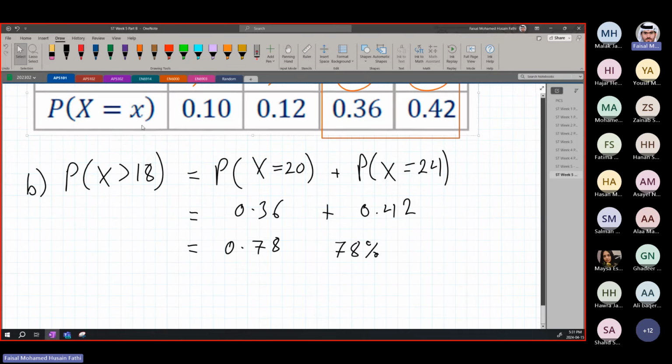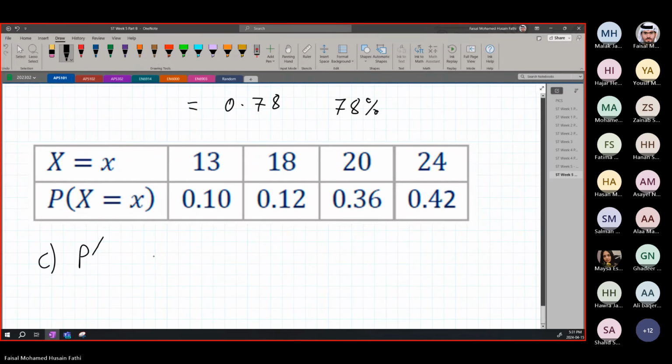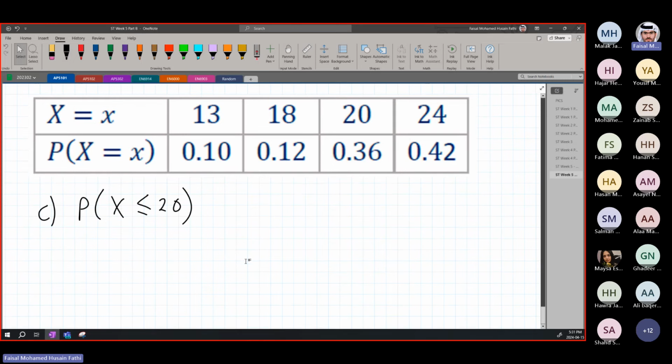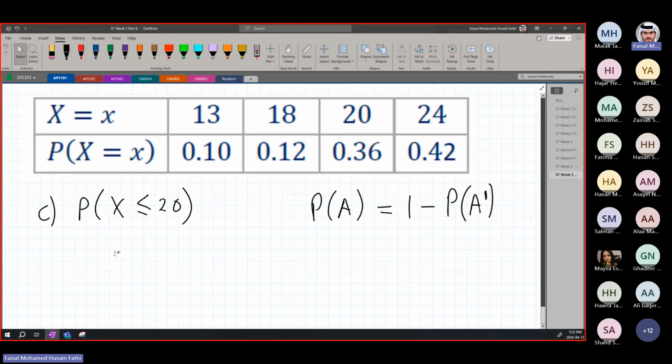The next question says, let me just copy paste the table. The next question is saying that find the probability when x is less than or equal to 20. Now, there's two ways we can do this. Okay. I just want to remind you guys, remember, one rule that we used to use is this rule where we can say that the probability of A is equal to 1 minus the probability of not A, or A not. All right? Whatever is not A, basically. Remember this probability because it can be helpful in some cases. And I will use this in this example here.